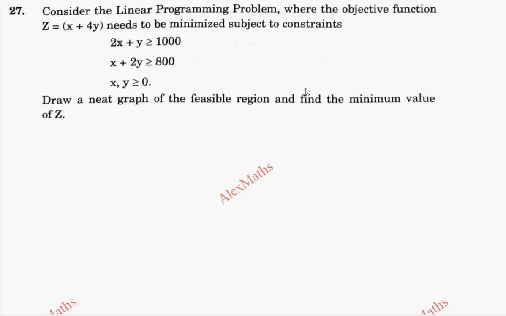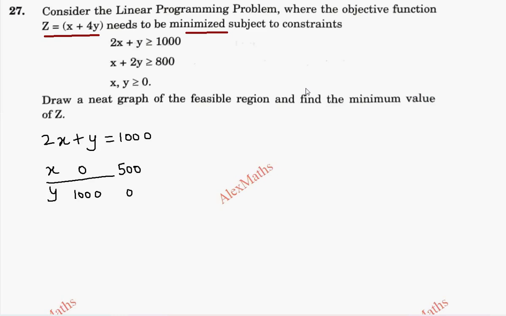Question number 27, they have given the linear programming problem where Z, the objective function, is given, Z is x plus 4y, and we have to minimize and subject to the constraint, and we are going to take points for the first equation, which is 2x plus y. Let us take equal to 1000. We take x and y, and x is 0, y is 1000. When y is 0, x is 1000 by 2, which is 500.